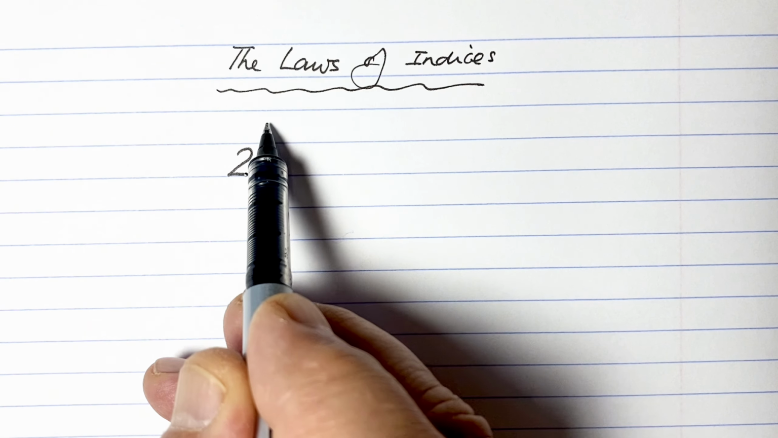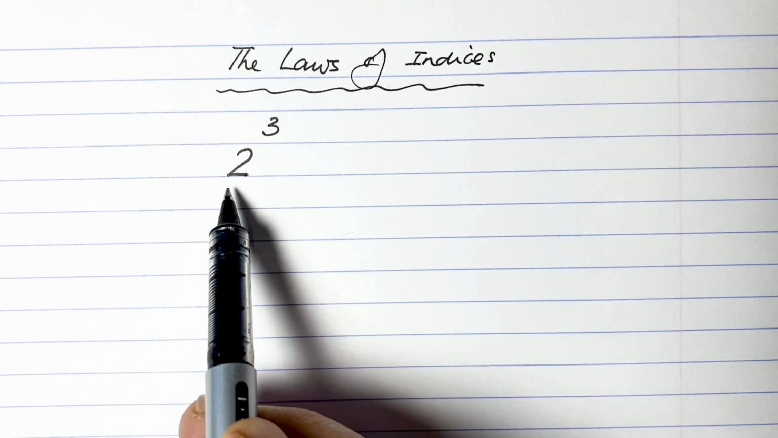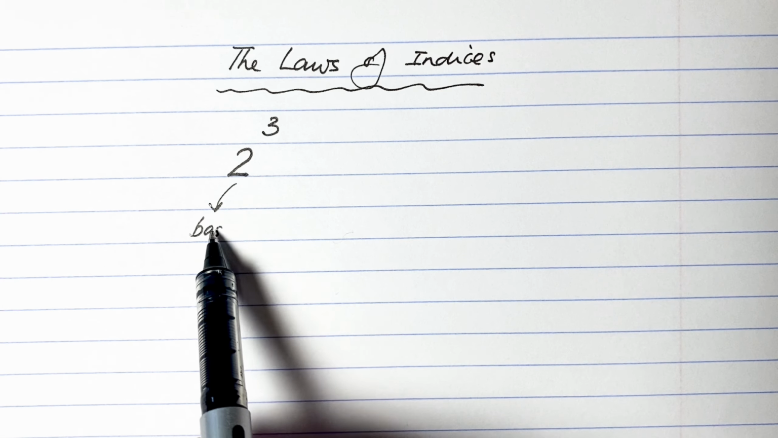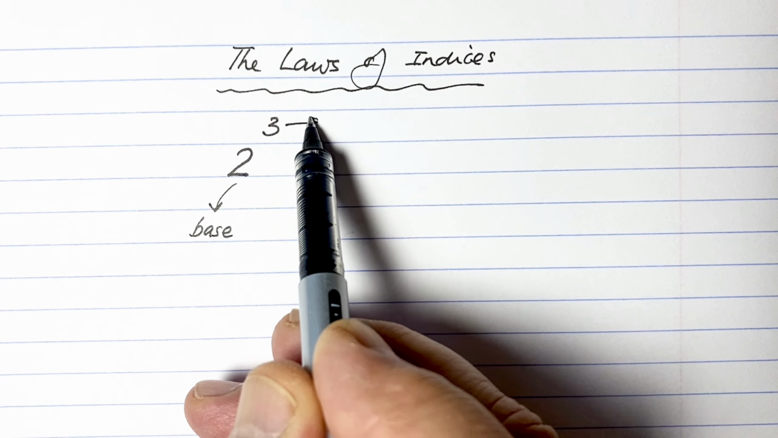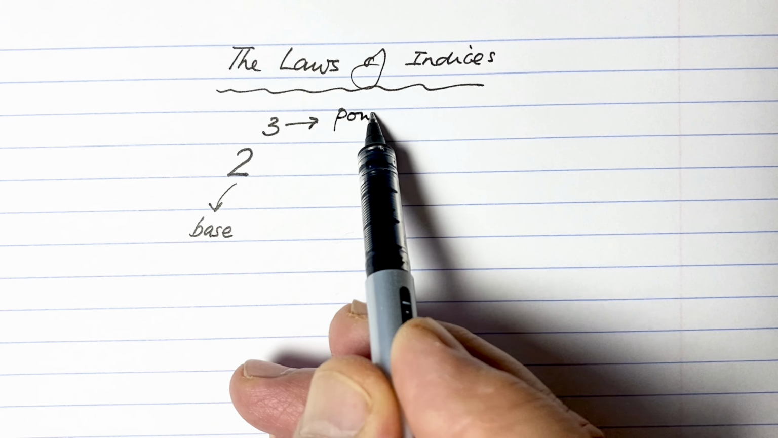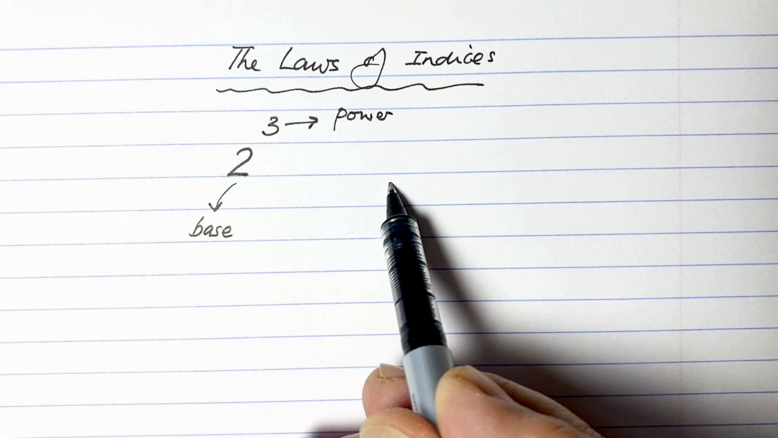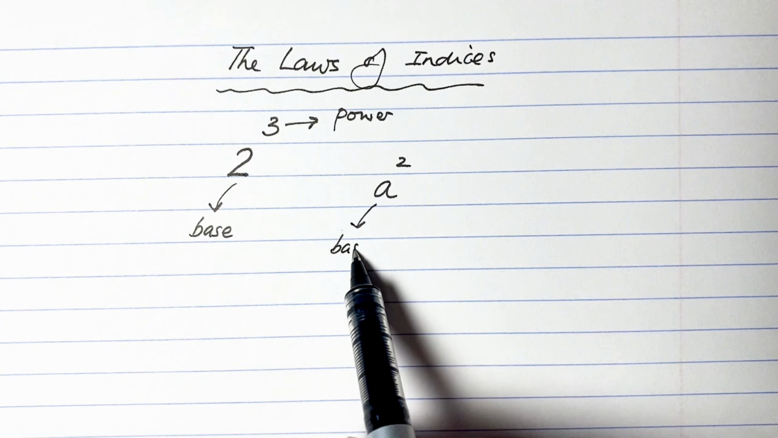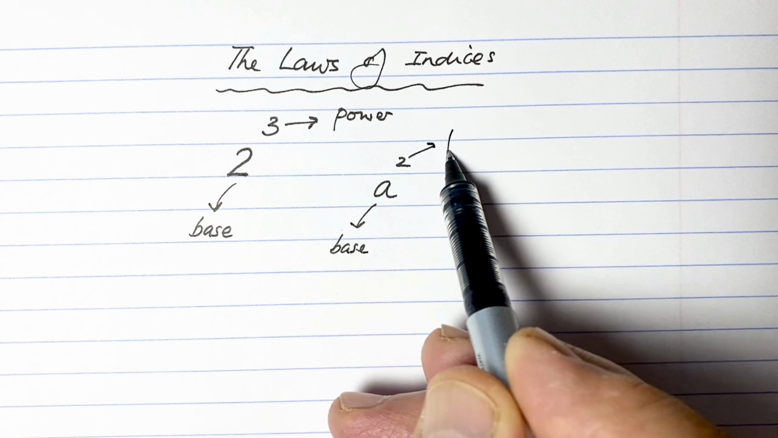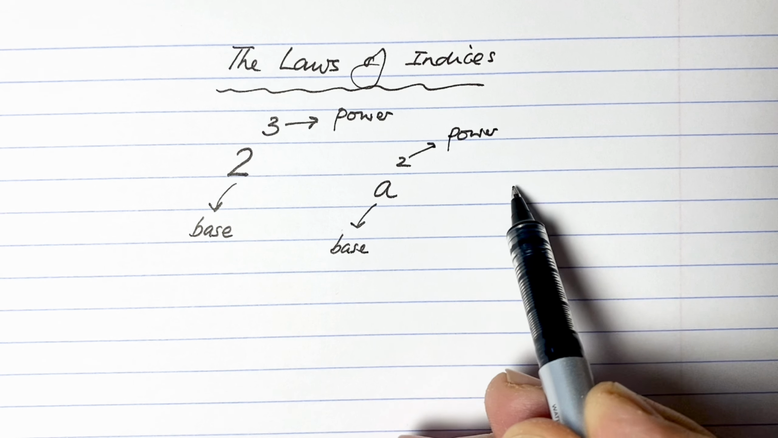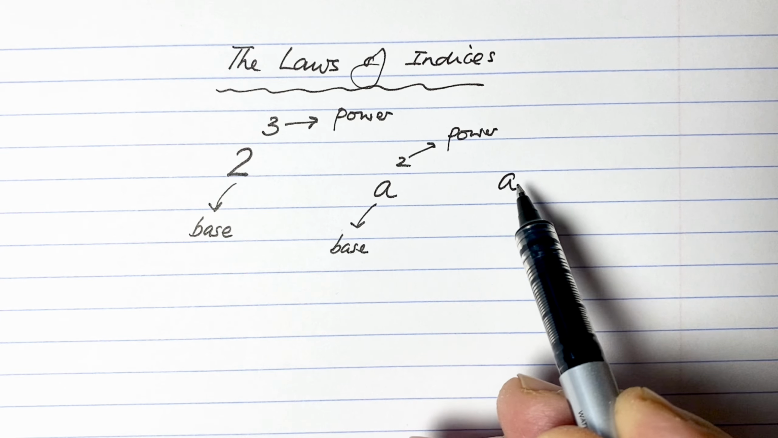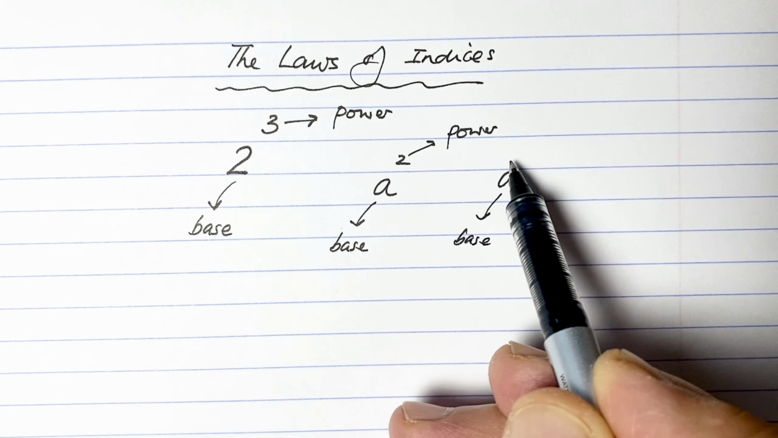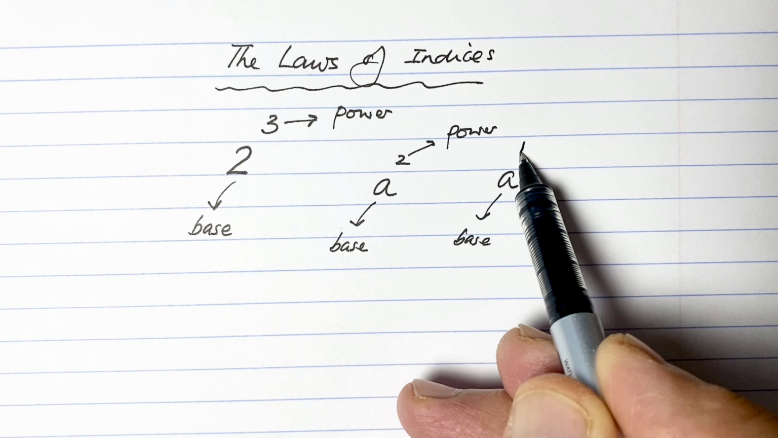2 to the power of 3, obviously 2 is called the base and 3 is called the power. When I write a to the power of 2, a is my base. When I write a, there is a power. A is the base, and the power is an invisible one.